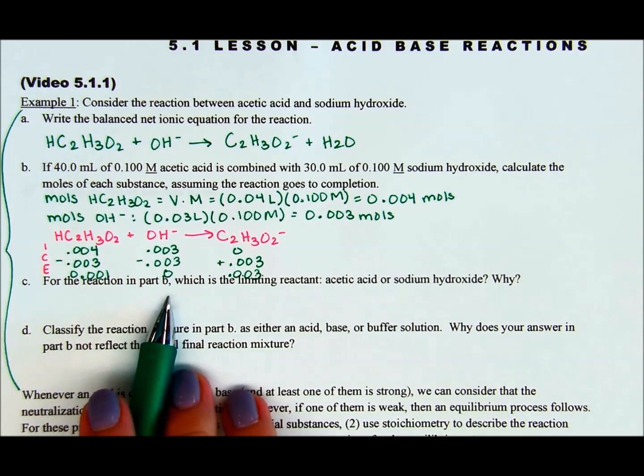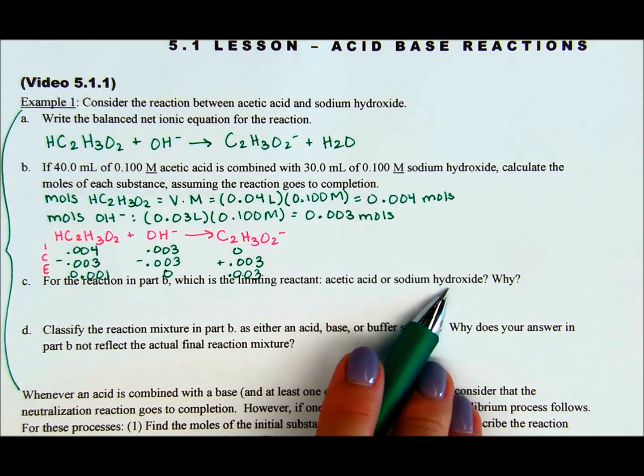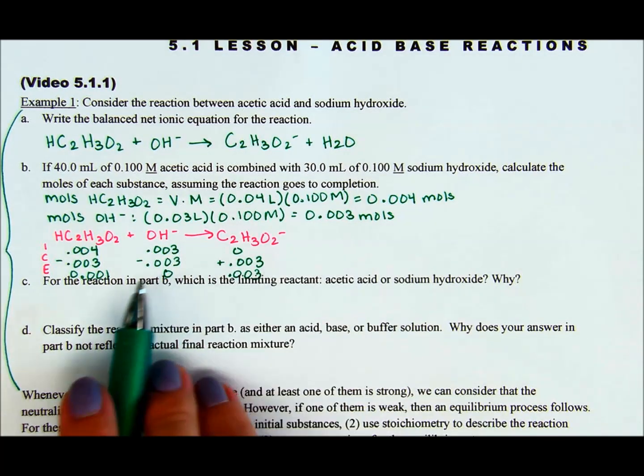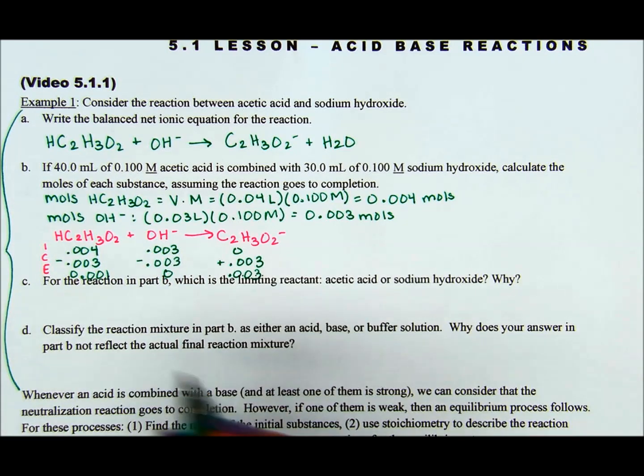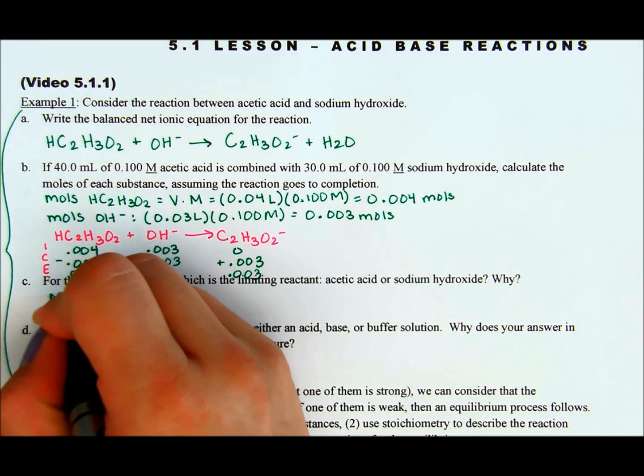For the reaction in part B, which is the limiting reactant, acetic acid or sodium hydroxide, and why? We kind of already said it: it was sodium hydroxide because it was all used up. There were fewer moles of it and it was all used up.